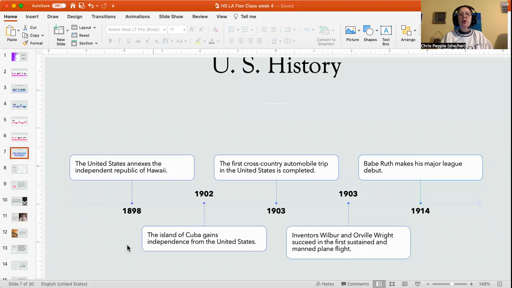1903, the first cross country automobile trip in the United States is completed. And same year, Wilbur and Orville Wright succeed in a manned plane flight. And 1914, even though this is a tragic year that starts war, I'm going to leave us on something positive. Babe Ruth makes his Major League Baseball debut.